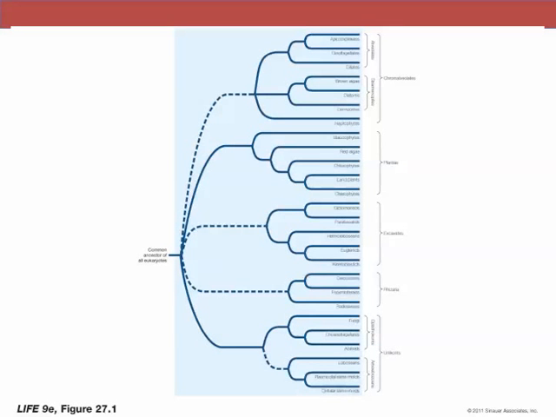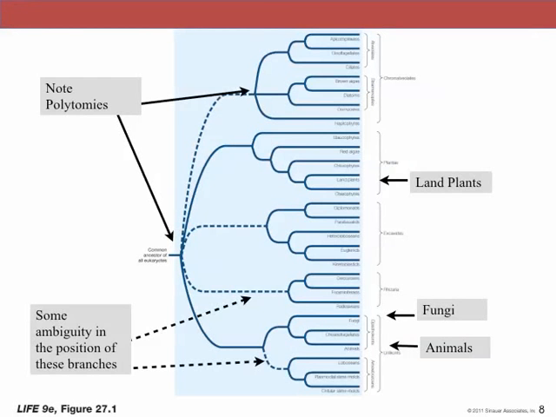This is the tree from the book on the phylogenetic diversity of eukaryotes. I started on this right at the end of the last lecture. So the main points you should realize here are that there are 5 major groupings, which we will go through in detail today.